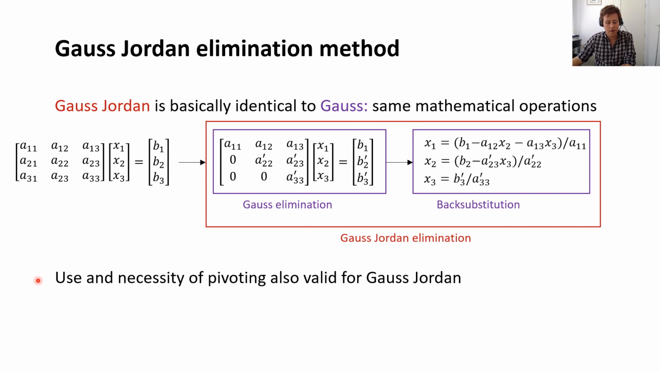Also, the use of and the necessity for pivoting, for instance to avoid zero elements as pivot coefficients, or to use as large a pivot coefficient as possible to reduce the amount of rounding errors, also holds for Gauss-Jordan as it did for the Gauss elimination method.